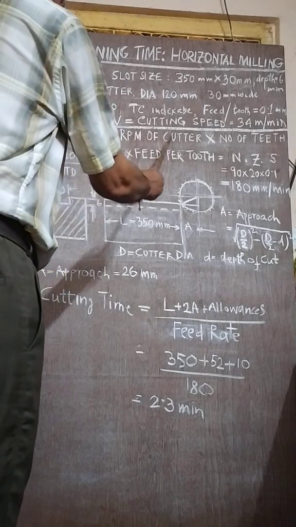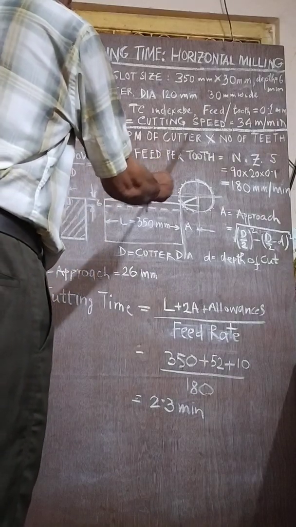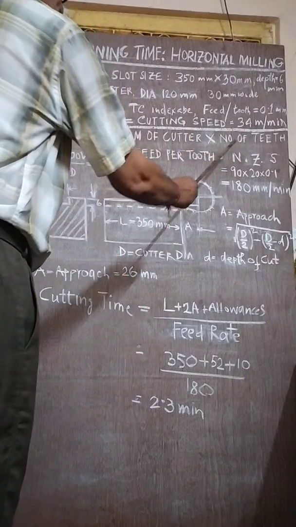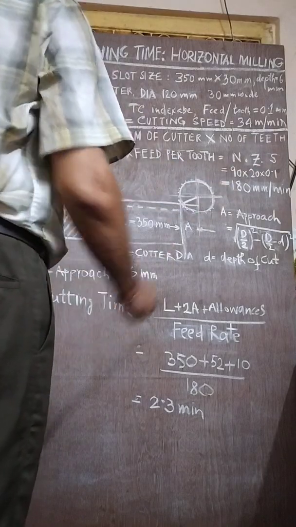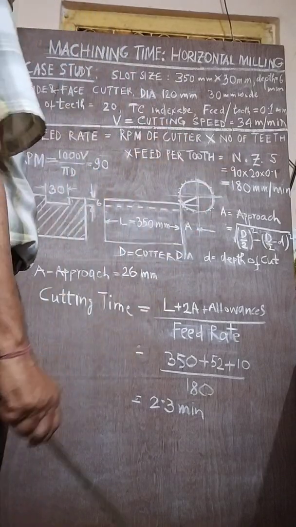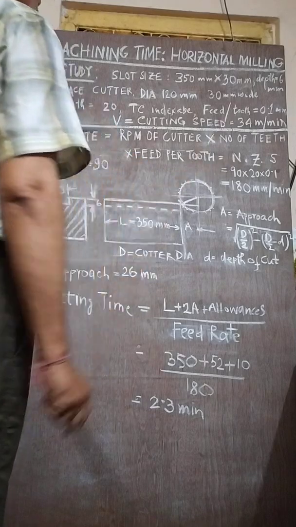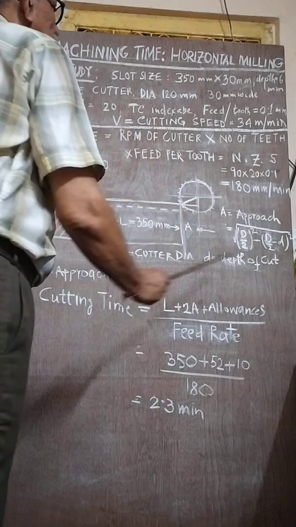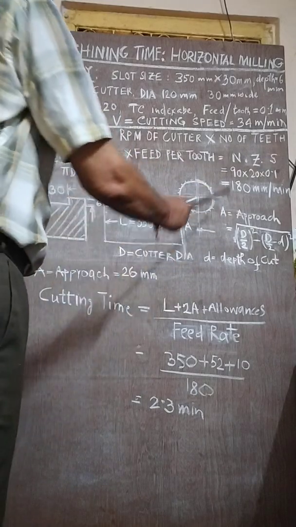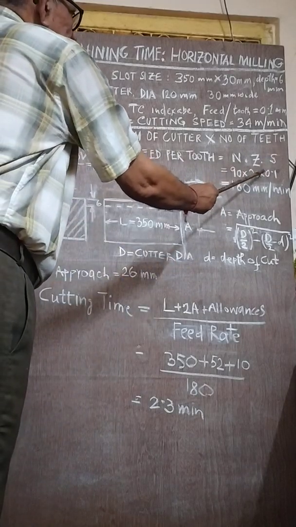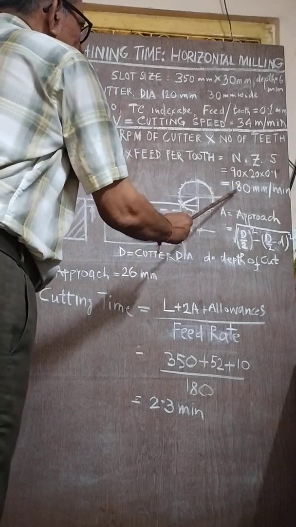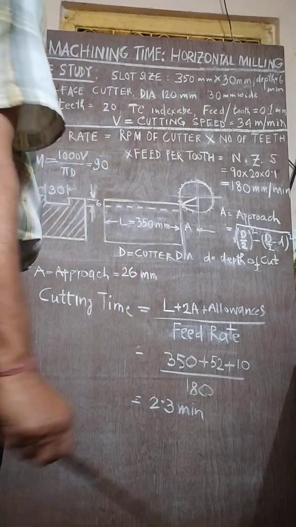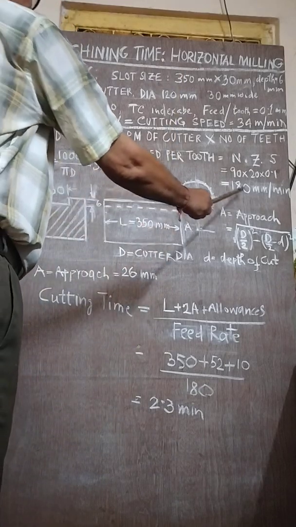This we need to calculate from the available data. The feed rate is the RPM of the cutter multiplied by the number of teeth into the feed per tooth, and this is nothing but N Z S. This is the standard abbreviation: we call RPM N, number of teeth is Z, and the feed per tooth is S. If you multiply the three, 90 into 20 into 0.1, it comes to 180 millimeter per minute. So the linear movement of the cutter while cutting is 180 millimeter per minute.